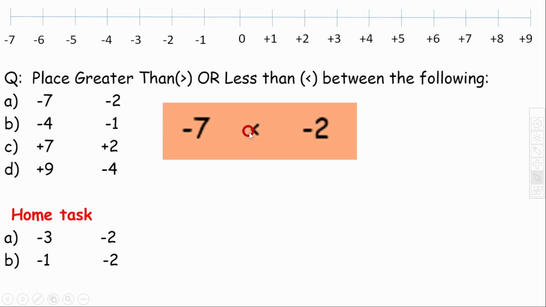Minus 7 is actually less than minus 2. Why? Because minus 2 is on the right hand side compared to minus 7. Numbers on the right hand side are greater than numbers on the left hand side. You can see minus 7 being less than minus 2.